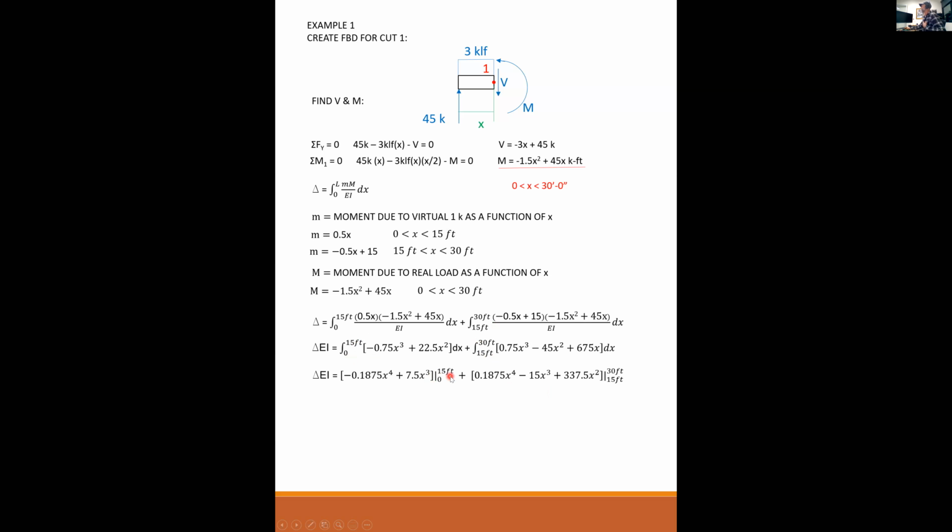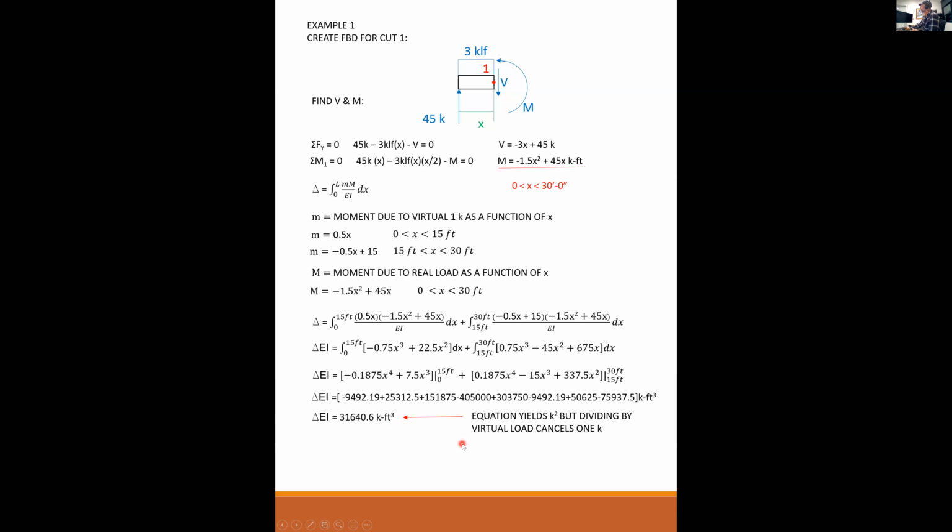And so then you just evaluate this one from 0 to 15 and this one from 15 to 30, which gives you this very lovely string of numbers, which is this term at 0 plus this term at 0 minus this term at 15 plus this term at 15 minus this term at 0 minus this term at 0, this term at 30 plus this term at 30 plus this term at 30, minus 15, 15, 15. That's all these numbers here. And you consolidate, it's 31,640.6 kip foot to the third.